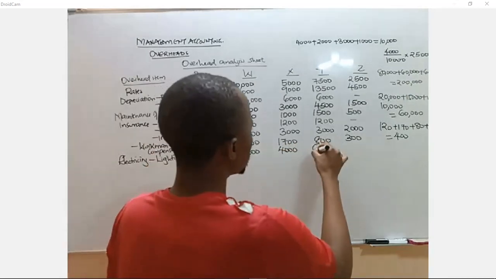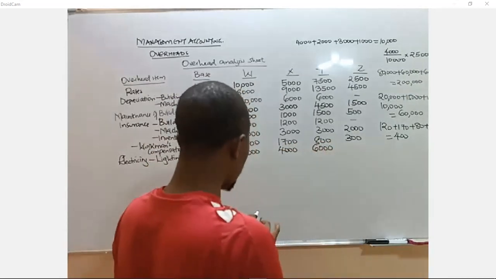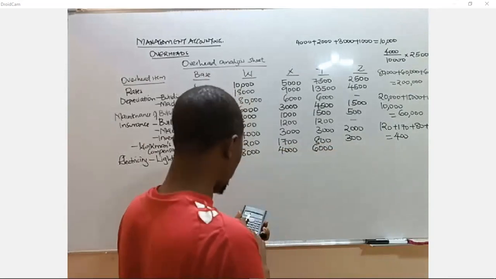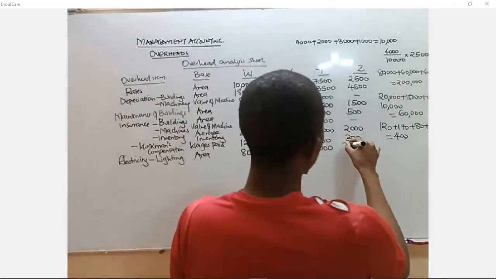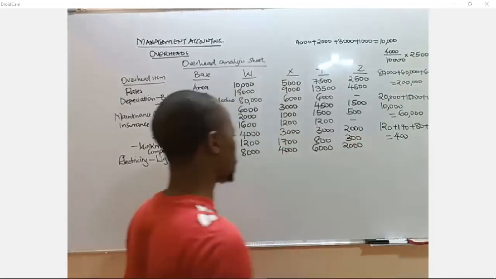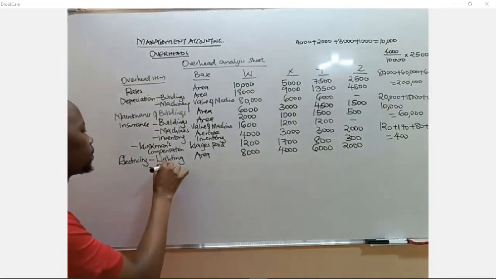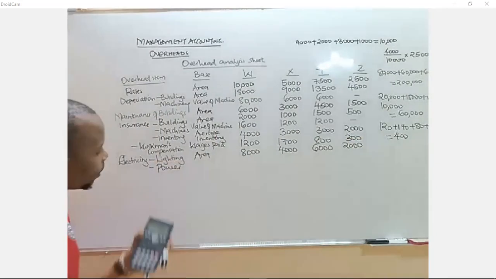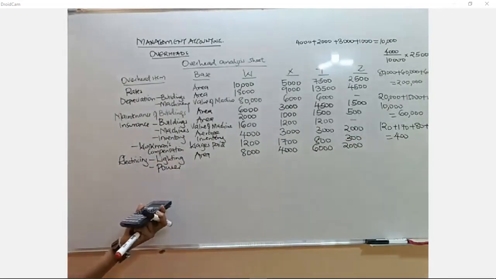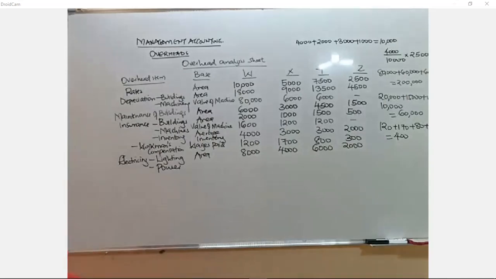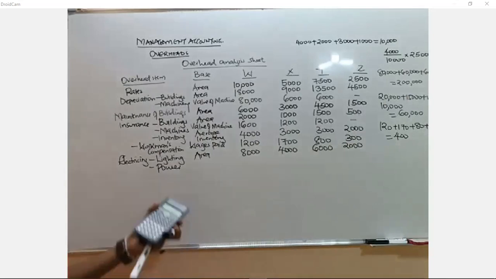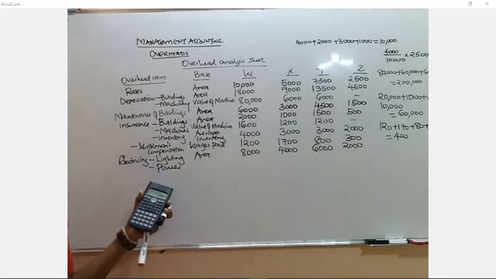Getting 6,000. Then the last one is 0.1, getting 2,000. After the lighting, I can see the examiner has given us power. And for the power, can we use the kilowatt hours? But when you look at the departmental information provided, we don't have the kilowatt hours. We don't have the power.